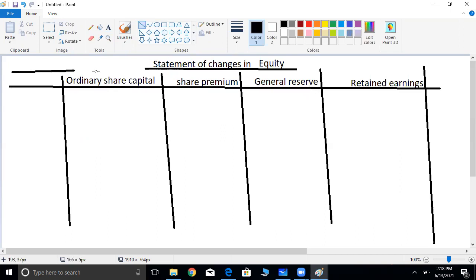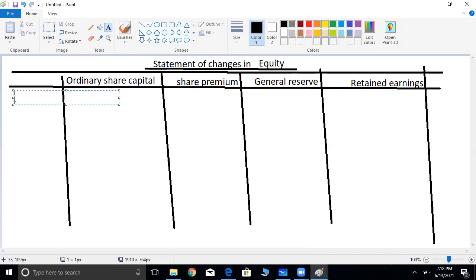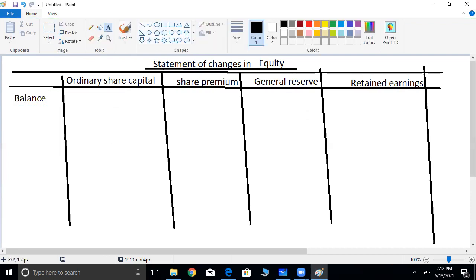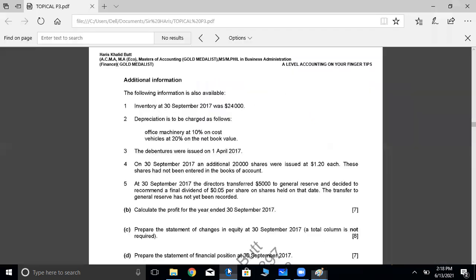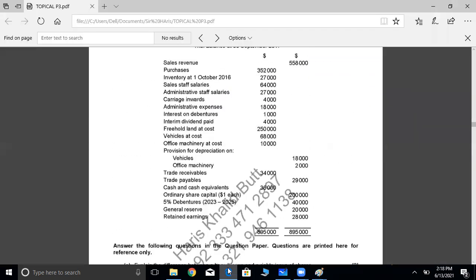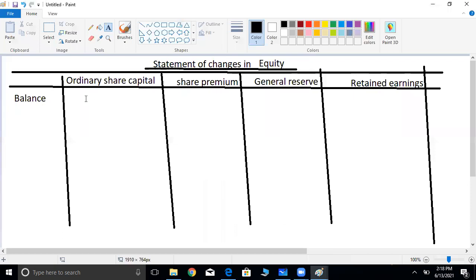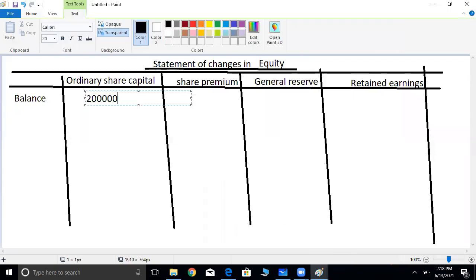So that it looks good to your eyes, you may feel good about it. I'm going to write the balance first, and balance is obviously taken from the question. What amount of balance is given regarding ordinary share capital, share premium, general reserve, or retained earnings? Let's move towards the question first. Let's talk about the share capital balance. Yes, ordinary share capital balance is given. $1 share is given, which is 2 lakh. So I'm going to write over here the ordinary share capital balance, which is 2 lakh.